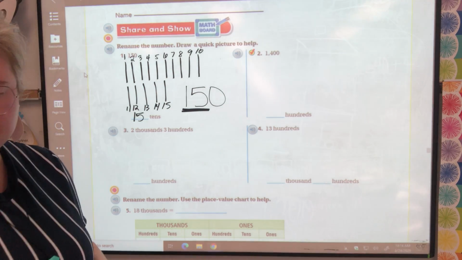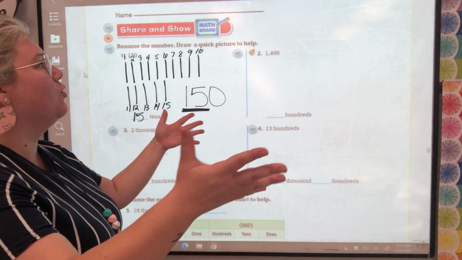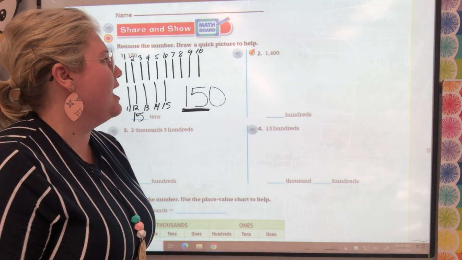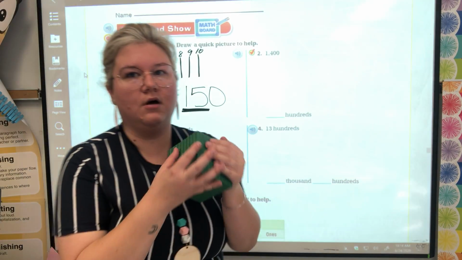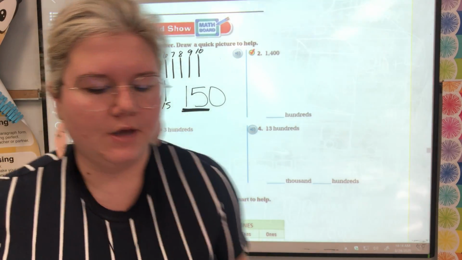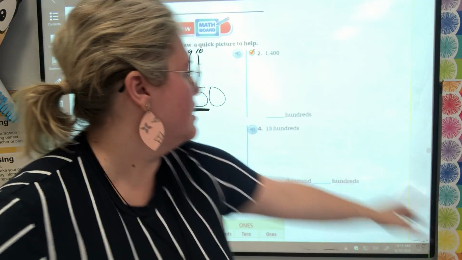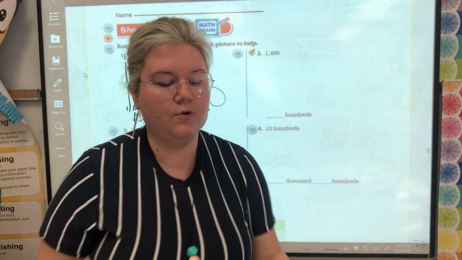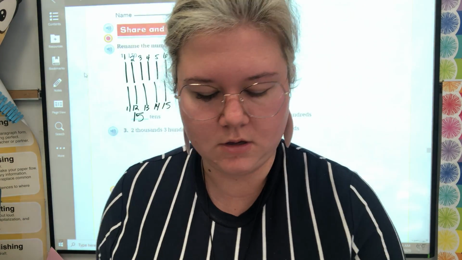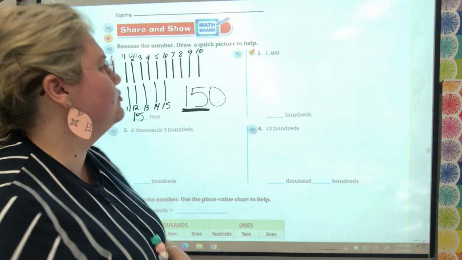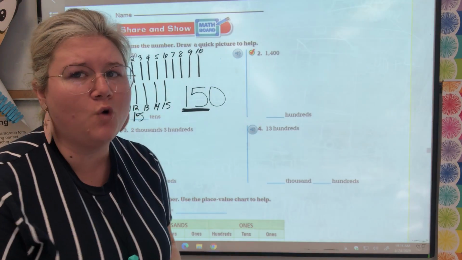All right, let's go on to number 2. We're looking at something bigger, 1,400. How many hundreds? Oh, darn it. I can't use a large cube. I can only use hundreds. So I'm only going to use my flats here, which are worth 100. I'm going to count by 100s until I get to 1,400.